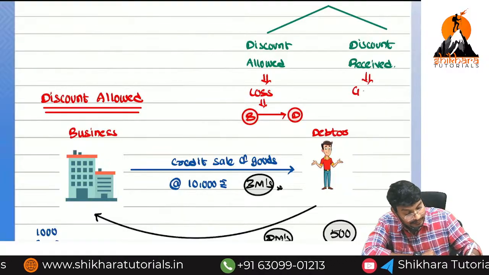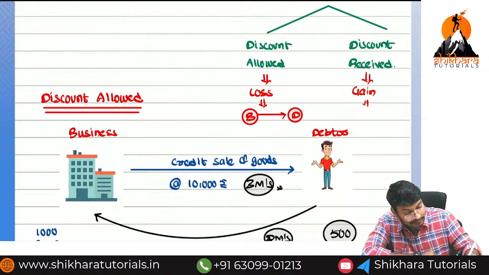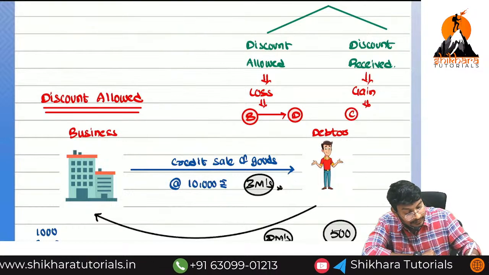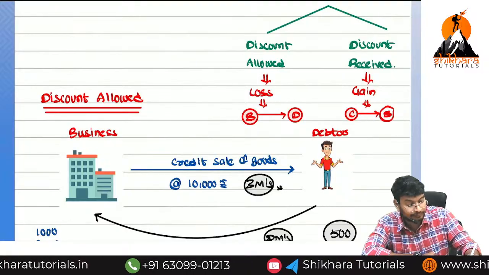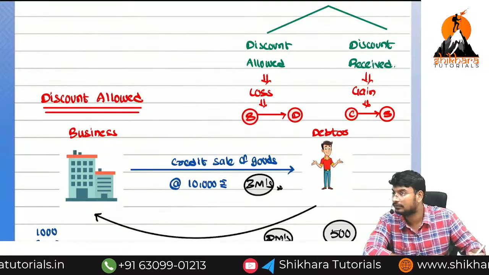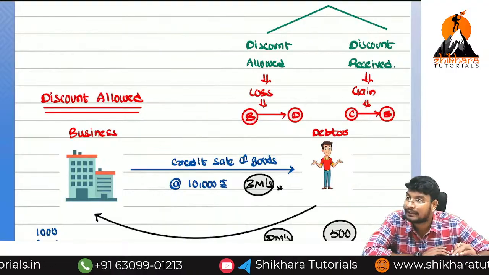Gain or loss, amma? Gain. Who will give to us? Creditor will give to business. So is there any confusion? I think you have got the clear picture.